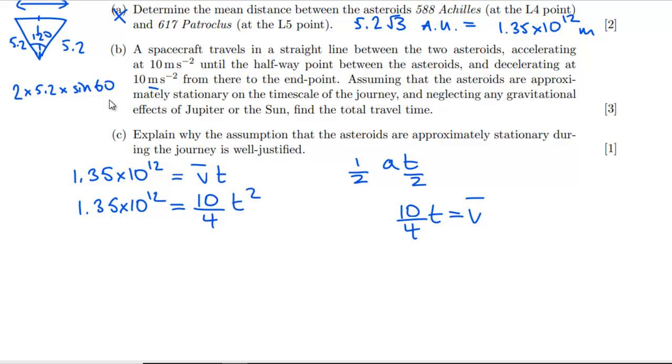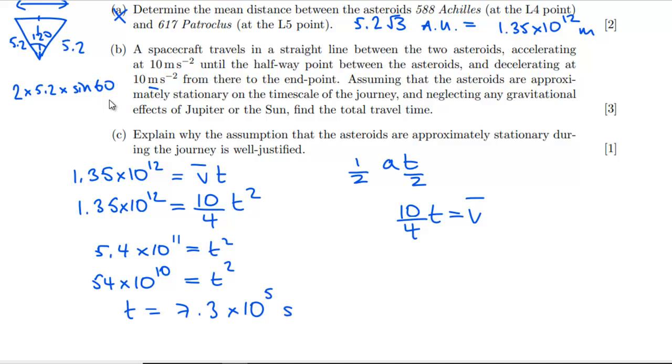We can take 10 off from both sides and then multiply by 4. So doubling it twice gives us 2.75.4 times 10 to the 11 is t squared. So let's make that 54 times 10 to the 10 because it makes it easier to square root. So t will be the square root of 54 times 10 to the 5, which is 7.348. So 7.3 times 10 to the 5 seconds. Well, that'll do. I haven't asked for anything else.